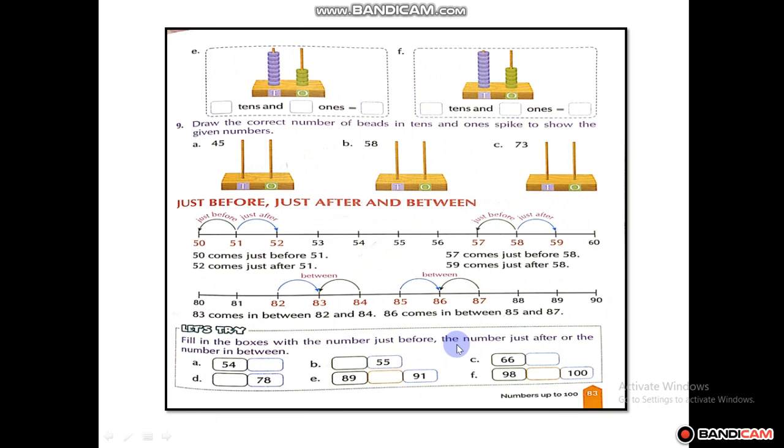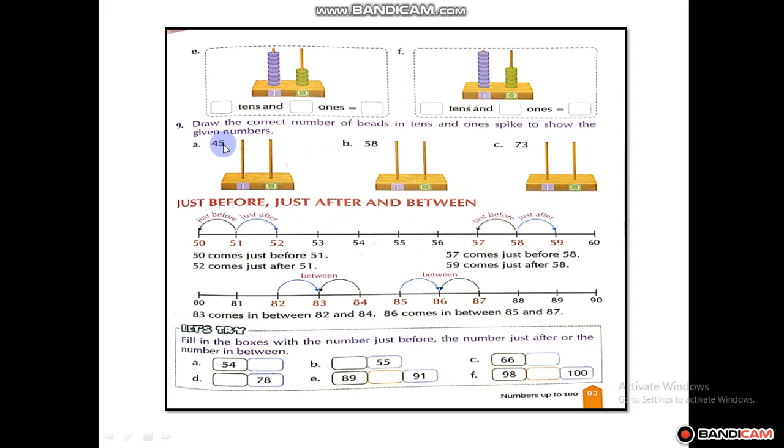Come to the next page. Page number 83. Here also same. You have to count the beads and write the answer here. Then come to question number 9. Draw the correct number of beads in tens and ones spike to show the given numbers.